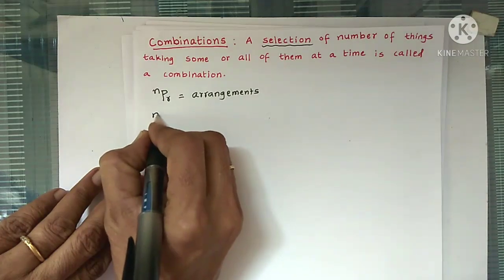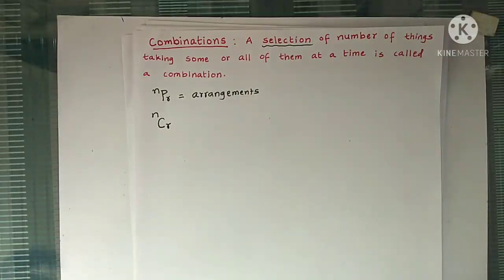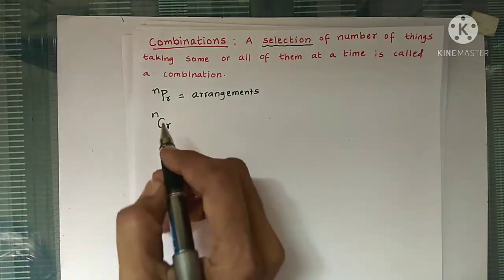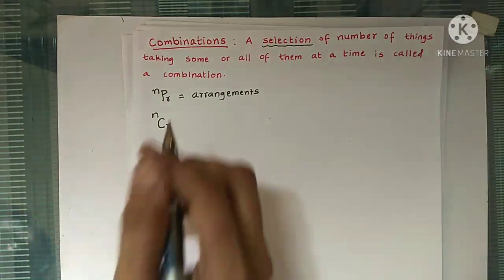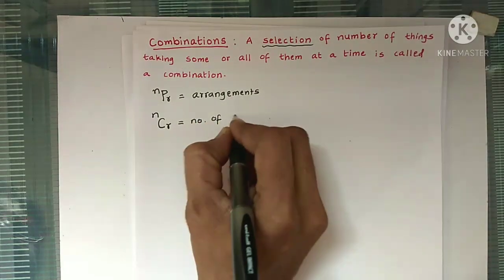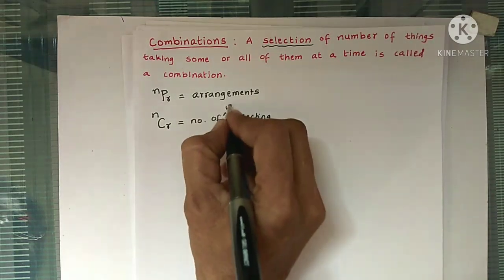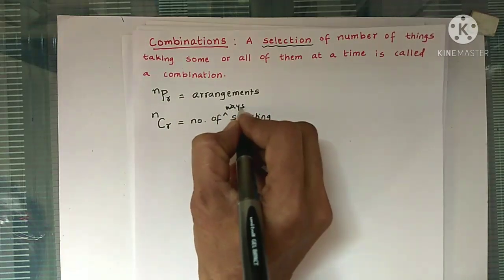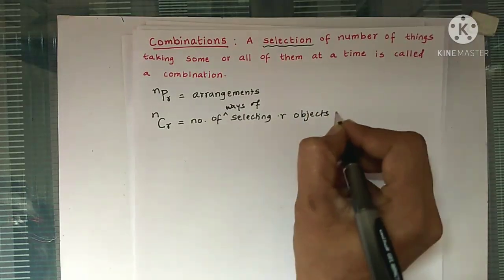So if n objects are given and we want to select r of them, immaterial of the order, the order of the selection is not important. We just have to select r objects out of n objects. Then that can be done in nCr ways. So nCr is the number of ways of selecting r objects out of n objects.